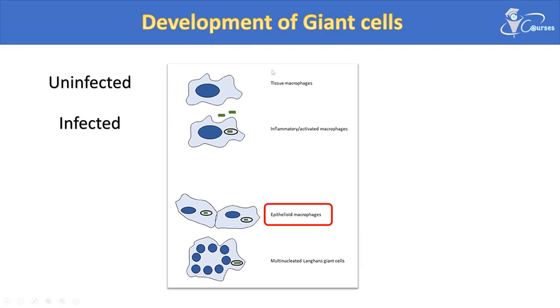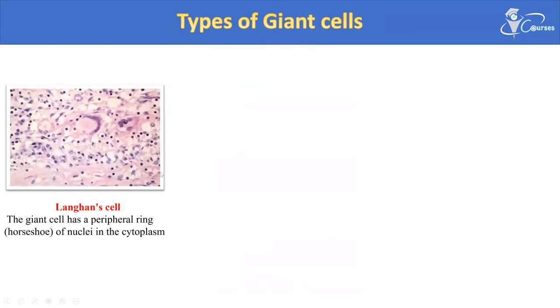Okay, so let's see now what are the types of giant cells. We have now the multinucleated giant cells. We have three types of giant cells. The first one is called the Langerhans cells. The Langerhans cells are giant cells characterized by the presence of a peripheral ring. It is usually an incomplete ring of nuclei, which makes this peripheral ring resemble a horseshoe. So this horseshoe pattern of nuclei in the cytoplasm is called Langerhans cells.